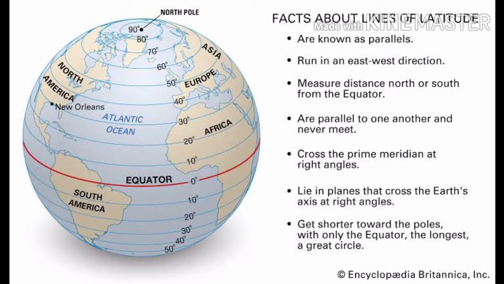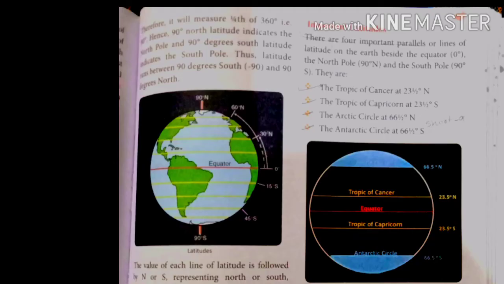The equator represents the 0 degree latitude, and the latitudes that are present north of the equator are called north latitudes, and the latitudes that are present south of the equator are called south latitudes. The distance from the equator to the poles is 1/4 of the Earth's circumference.